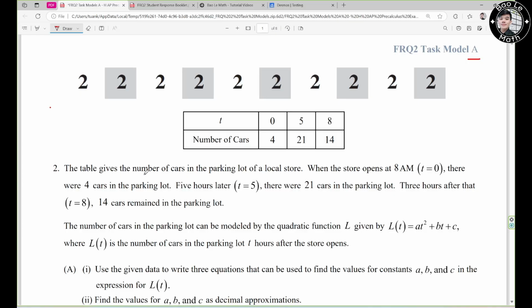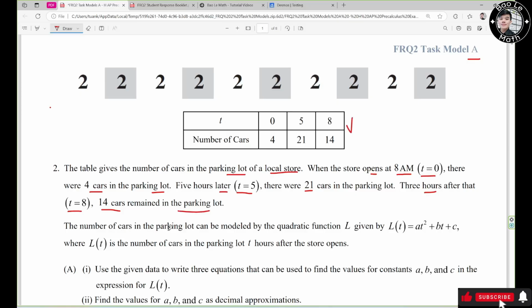The table gives the number of cars in the parking lot at a local store. When the store opens at 8 a.m., which means t equals 0, there were 4 cars in the parking lot. 5 hours later, t equals 5, there were 21 cars in the parking lot. 3 hours after that, t equals 8, 14 cars remain in the parking lot. So here's the table right here.